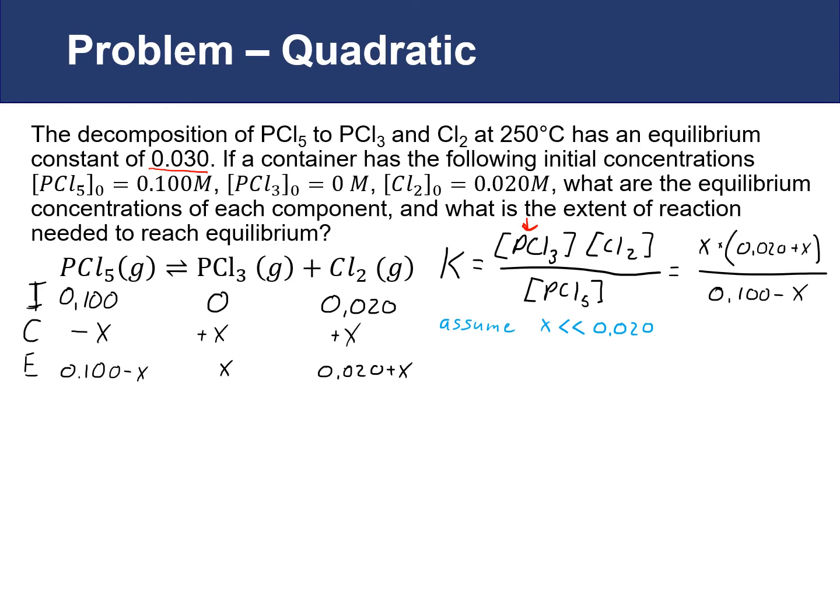So if we assume that x is insignificant, then we get an expression of k being equal to x times 0.020 divided by 0.100. This is equal to 0.030 because that is our value for k.